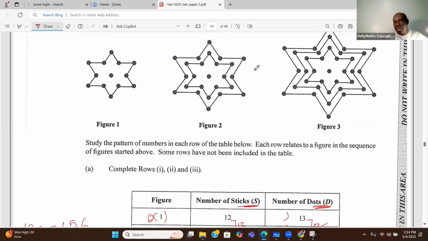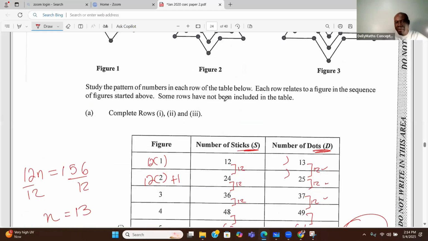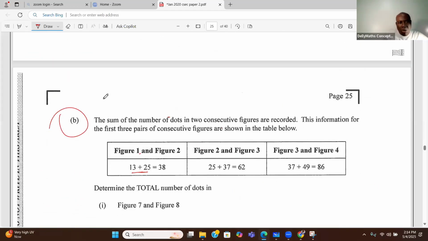Because remember, these are the little things they make, stick, stick. And those are the dots. So they talk about them the same way. They say now the number of dots in 2 consecutive figures. So if you line up 2 of them, boom, boom, underneath, as you say, they are recorded. Right? So you notice the 13 and the 25, consecutive, 25, 37, and so on.